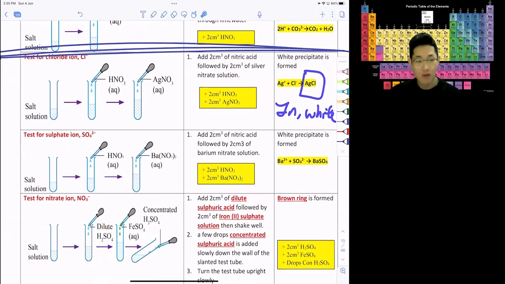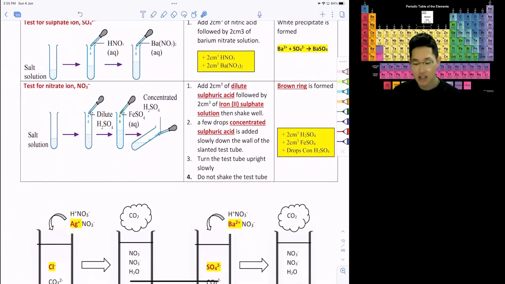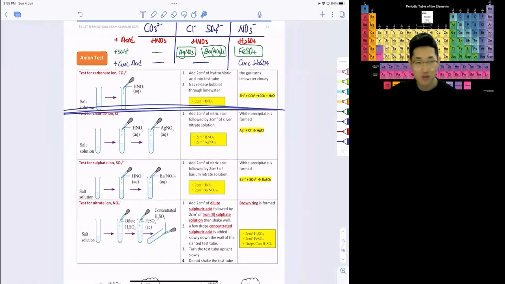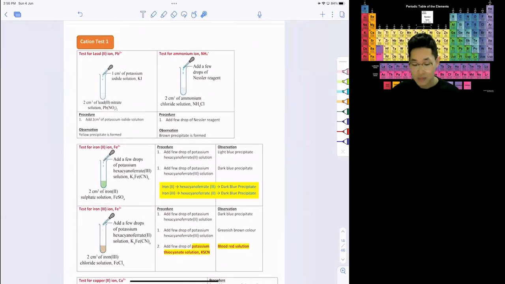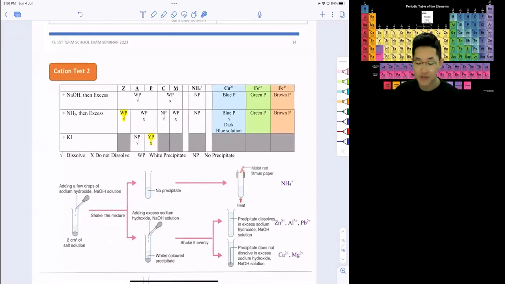Okay, insoluble and white color. Just like that. So the points I will just leave it for you, and you've got to memorize yourself. Now for the cation test, we straight away go to page 15.